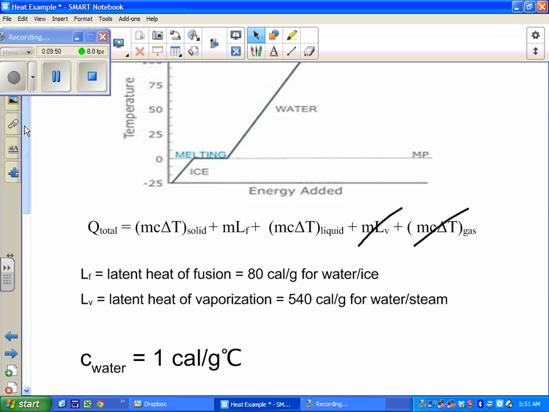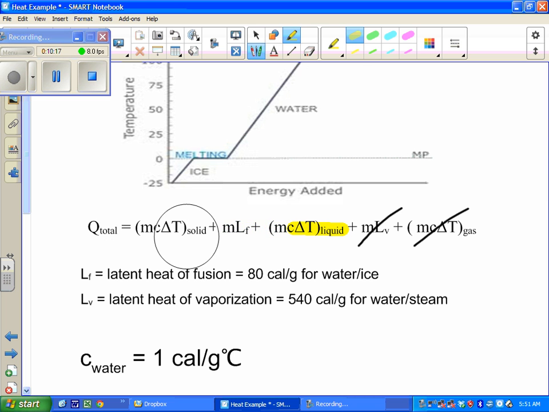You definitely don't need the gas. And if it's starting at 0 degrees ice, we are not heating up the solid. We're not heating up the ice. The ice is at 0 degrees. So the only two terms you would need would be to melt the ice and to heat up the water. So sometimes this big equation is a general equation, and a lot of times some of these terms are going to be 0. So only use the terms you need.